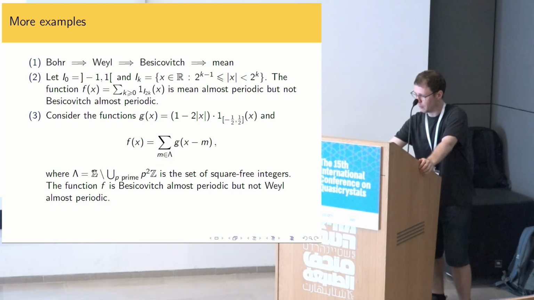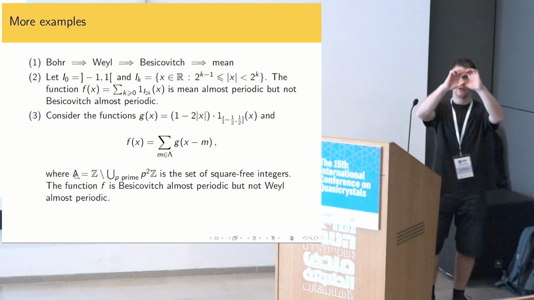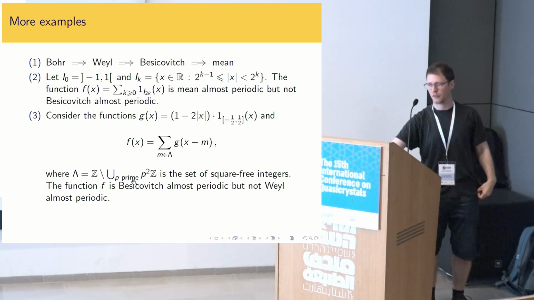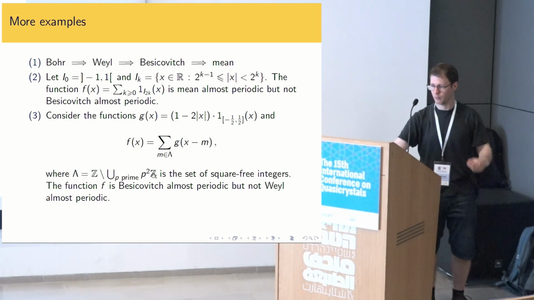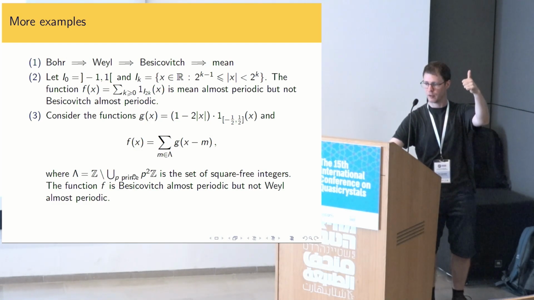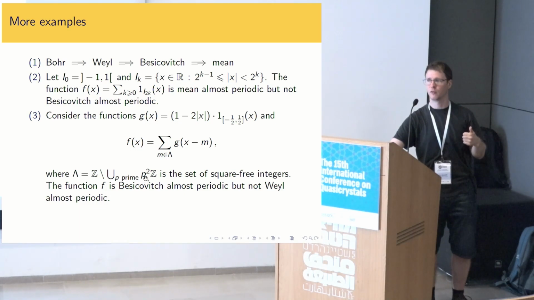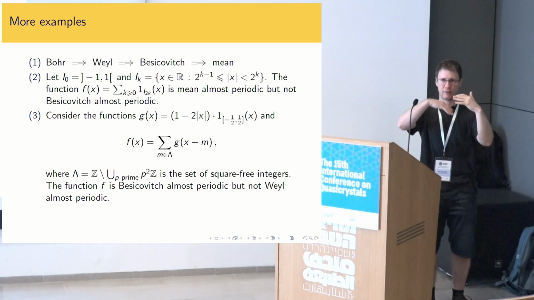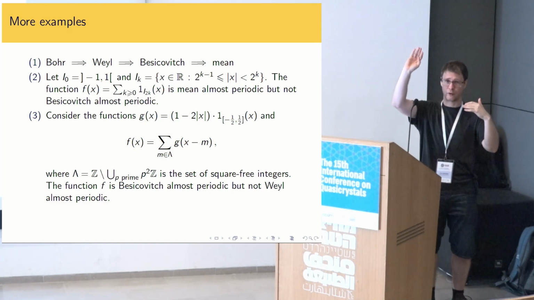And what do we do now? We consider the set of square-free integers. What is that? We take the integers, we all know, the integers Z, and now we throw out points. So we take the union over all primes p squared Z. We start with the first prime, 2. That means we throw out all multiples of 4: 4, minus 4, 8, minus 8, 12, minus 12, and so on. Everything that is divisible by 4 is thrown out.